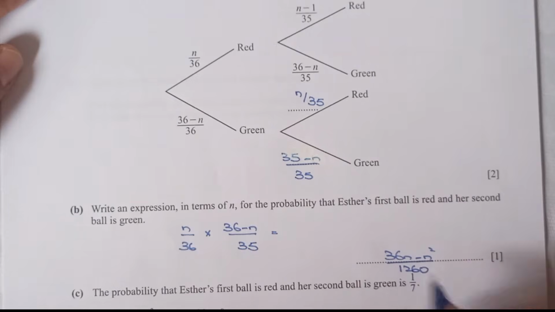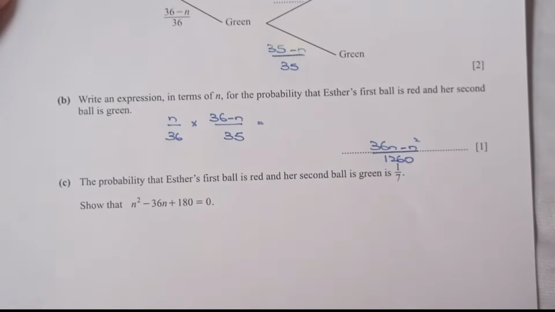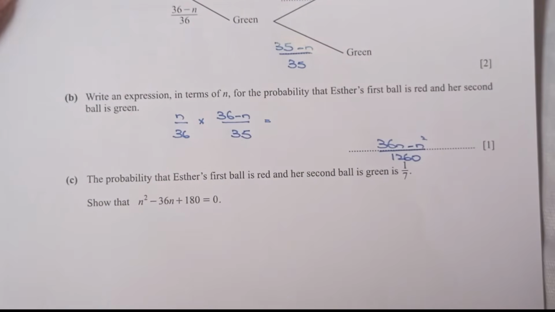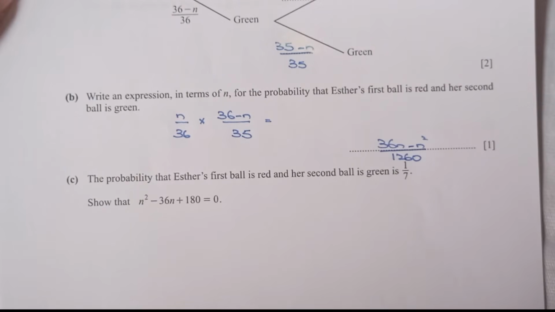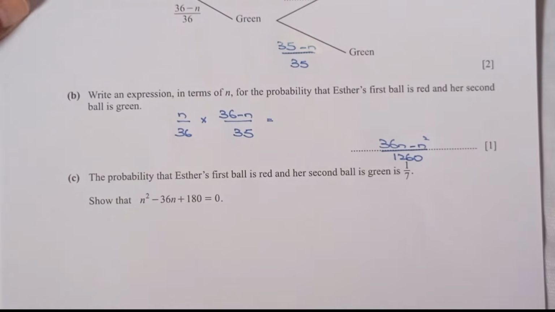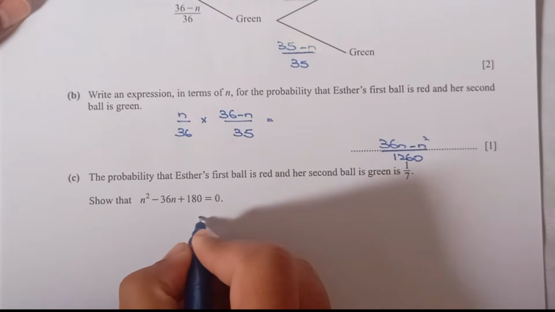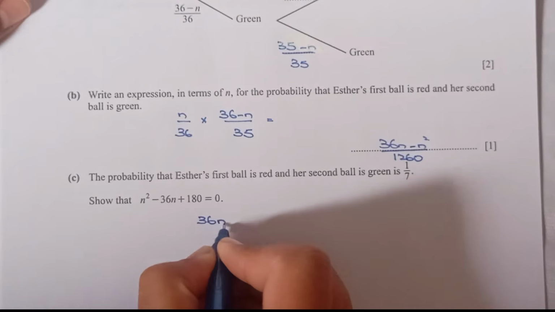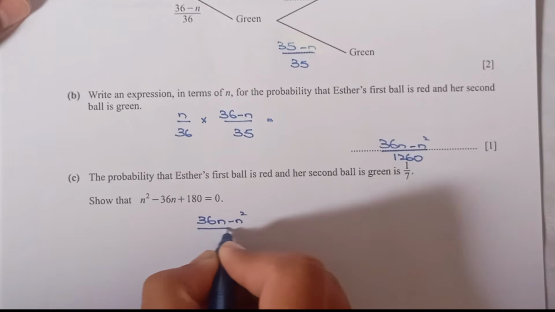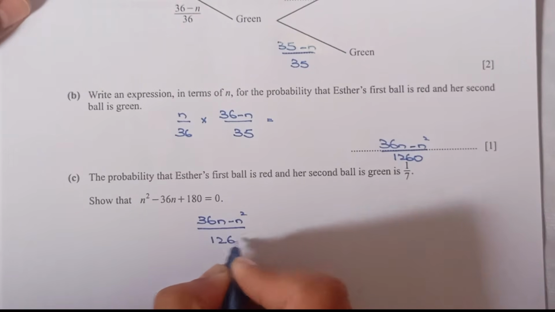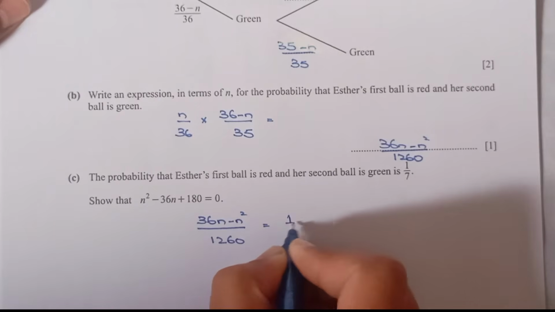So this would be the expression. Now for part C, the probability that Ether's first ball is red and her second ball is green is 1 over 7, and we need to show this expression. Okay, so first ball is red and second ball is green would be this, and put it equal to 1 out of 7. So (36n minus n square) divided by 1260 would be 1 over 7.